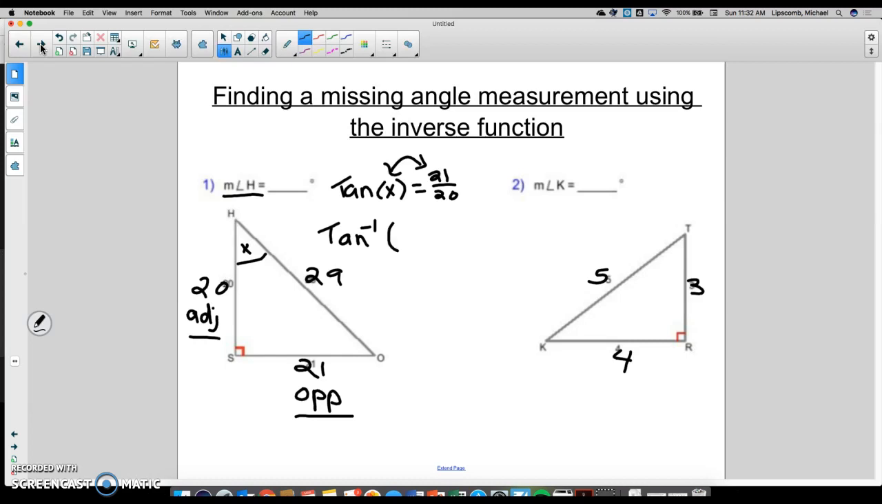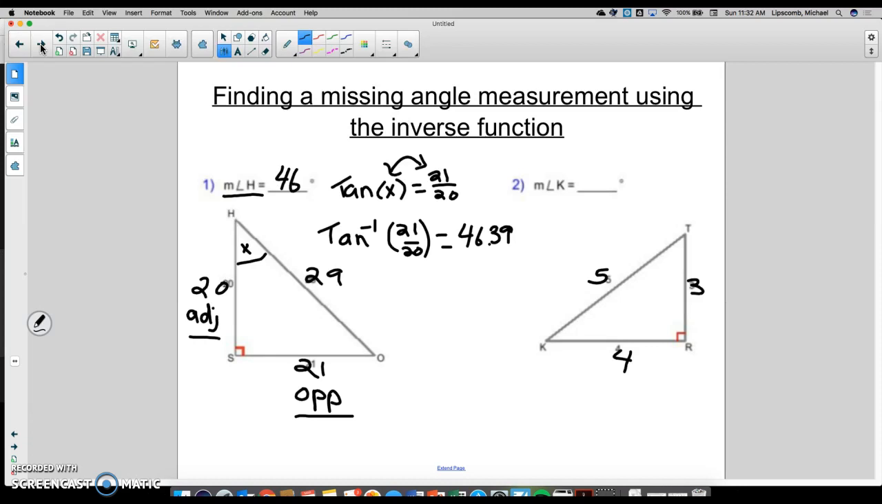So now I'm going to take the inverse of tangent of 21 over 20, hit enter, and we should get an angle measurement of 46.39. I'm just going to round to the nearest whole degree. So for this one, I'd say the angle measurement of angle H is simply 46 degrees.